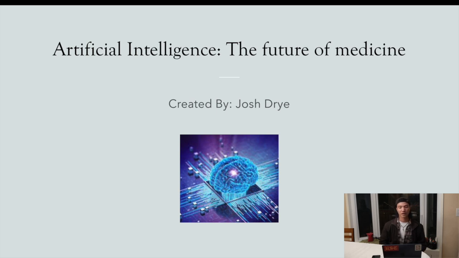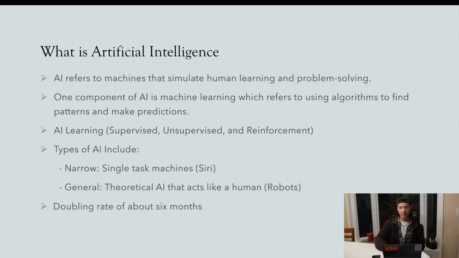Today I'm bringing you an artificial intelligence presentation about its usages in the health sector. So without further ado, let's discuss what artificial intelligence really means. It most of the time is referred to as AI. AI refers to machines that simulate human learning and problem solving. You also hear it referred to as machine learning. Machine learning refers to using algorithms and patterns to create predictions.